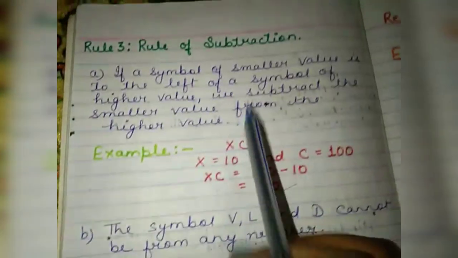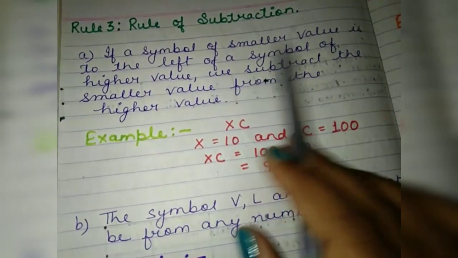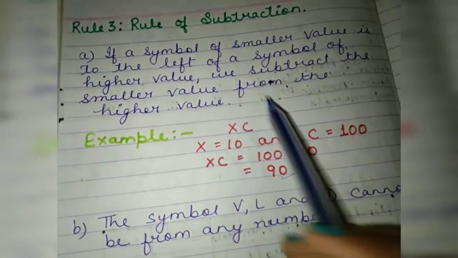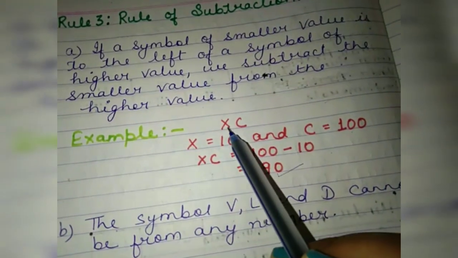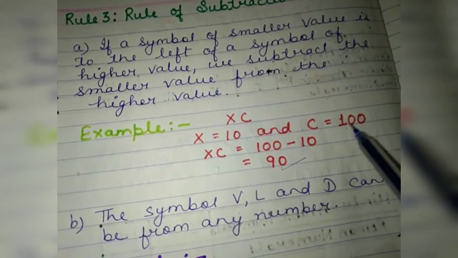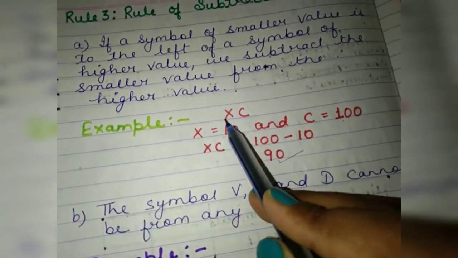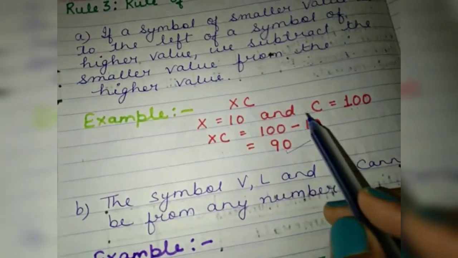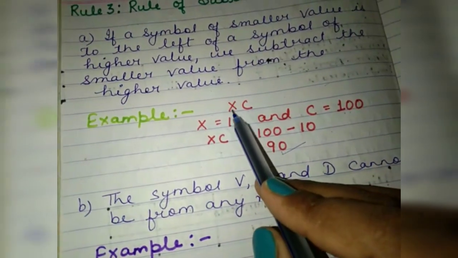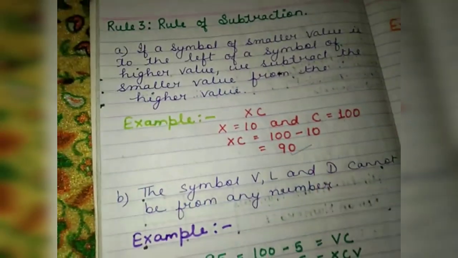So children, here according to the rule, if a symbol of smaller value is to the left of a symbol of higher value, X is the smaller value and C has the greater value. So the smaller value is written to the left of the higher value. In that condition we will subtract the smaller value from the higher value. Clear?